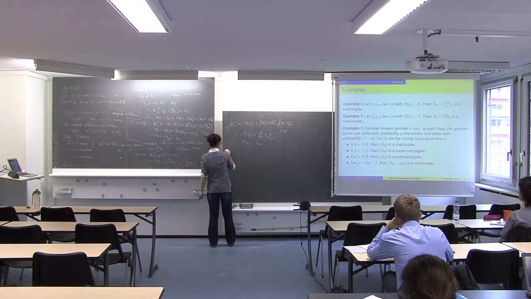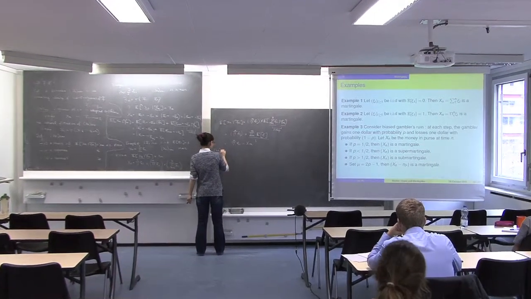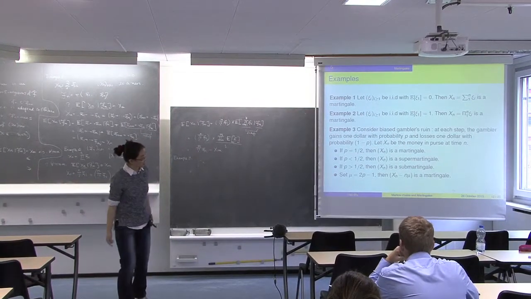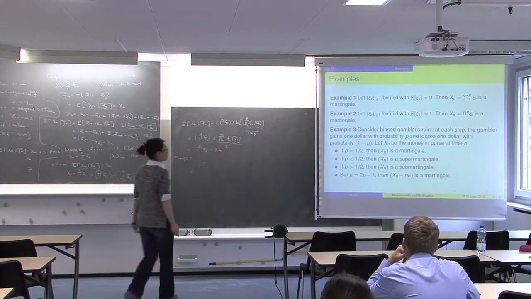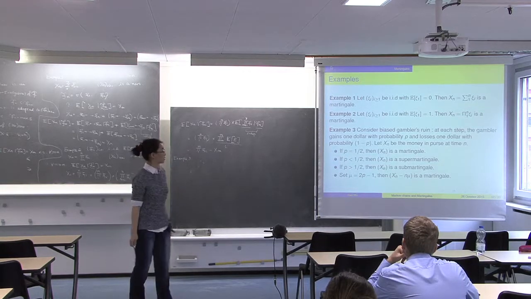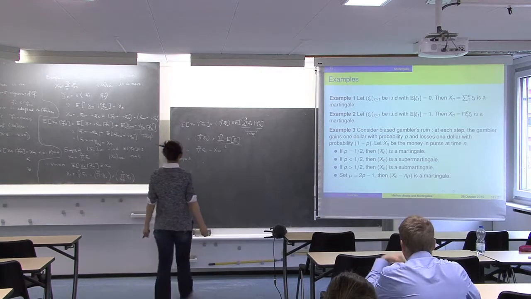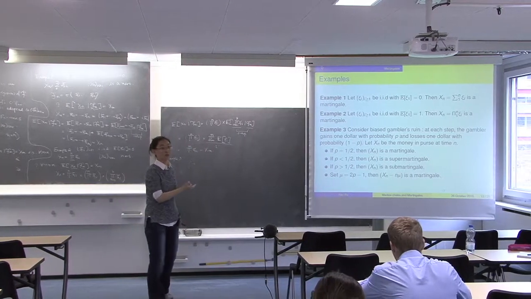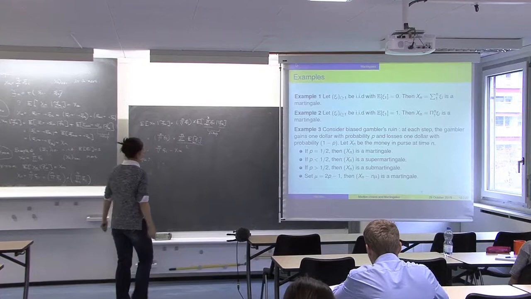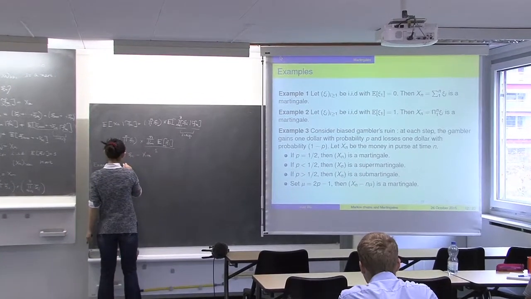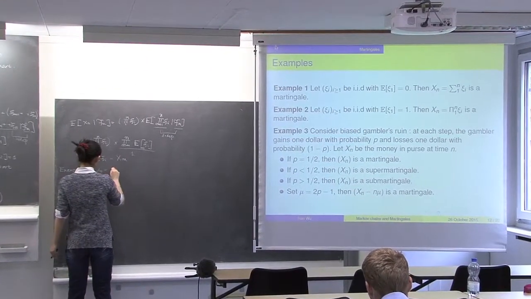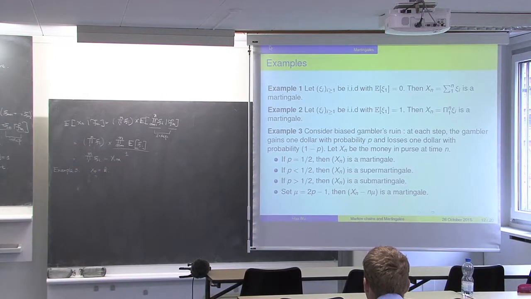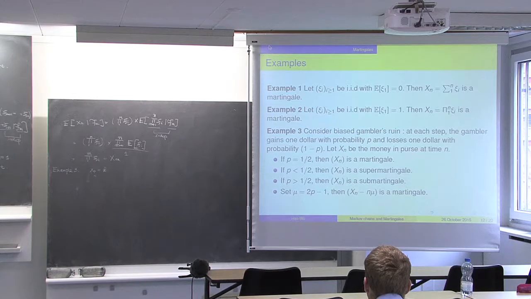And then the third example. In the third example, we will see martingale, supermartingale, and submartingale in the same example. So in fact, what we consider is the biased gambler's ruin. So gambler's ruin is the same as the simple random walk in Z. So it means that we start from some point. And then for each step, we jump to the left or jump to the right with some probability.